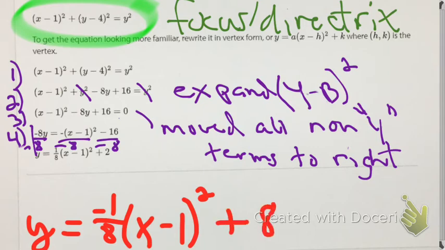So the two negatives cancel out. So now it's actually in vertex form. So that's actually where our h and k come from. They're right here. There's h, there's k.